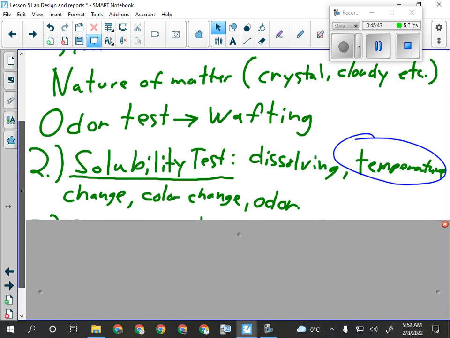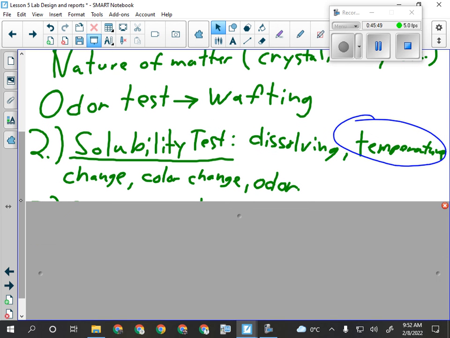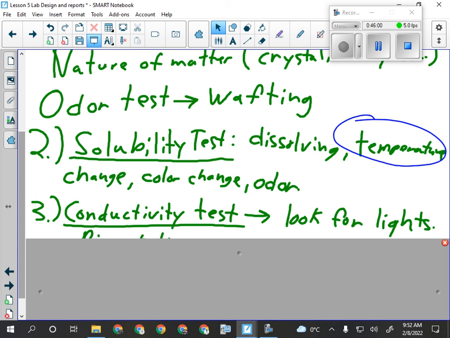Now, once I've made a solution, I can check to see if the solution conducts electricity. That whole conductivity test only applies to the material's solution. So my next test is my aqueous conductivity test, and that's where I stick the conductivity tester leads into the material and see whether or not it conducts electricity.